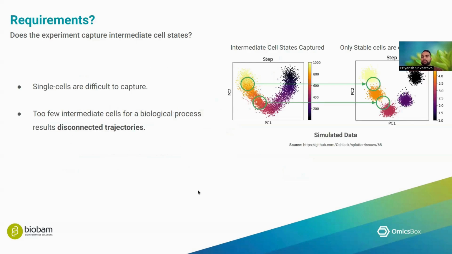Now, the second requirement is whether your experiment has intermediate cell states. Now, what do we mean by intermediate cell states? These are stages where a cell is not clearly expressing certain markers or cell type markers, but is expressing some parts of them. So it's hard to provide them labels, but it's also very hard to consider them as dead cells.